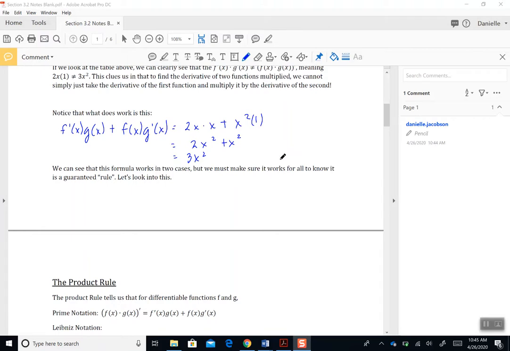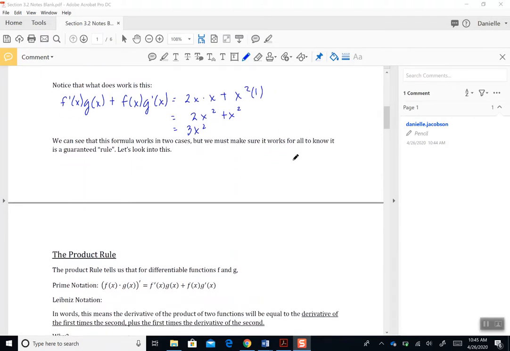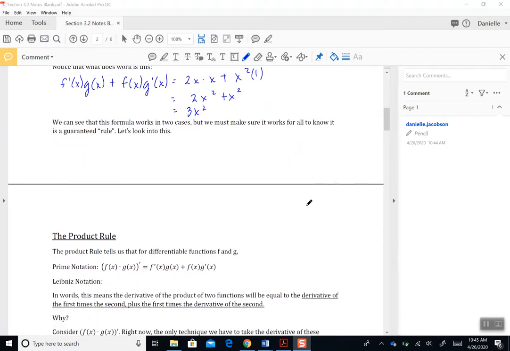All right, I actually wrote the product rule out a couple times above, but I'm going to spell it out now. So the product rule tells us that for differentiable functions f and g, if I have f of x times g of x, aka the product of two functions multiplied, and I want the derivative, that's equivalent to f prime of x times g of x plus f of x times g prime of x.